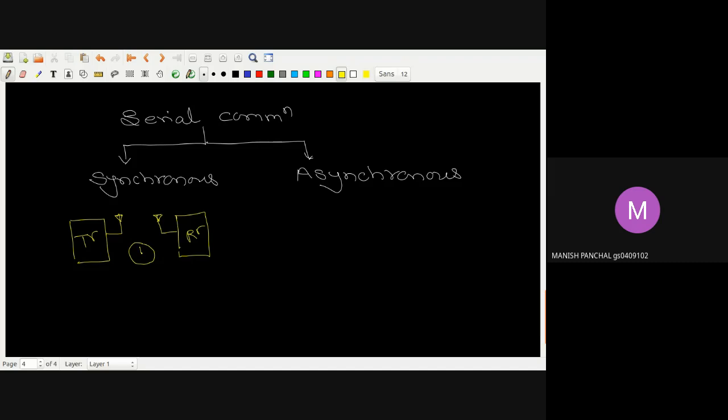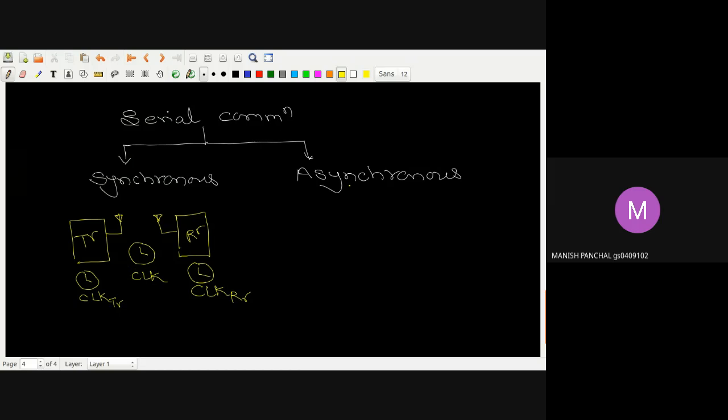Okay, so this is the clock. The transmitter will have its own clock, I'm writing CLK of TR, and another one is called CLK of RR. So you can think about it this way: in synchronous communication, the whole communication goes through the clock.